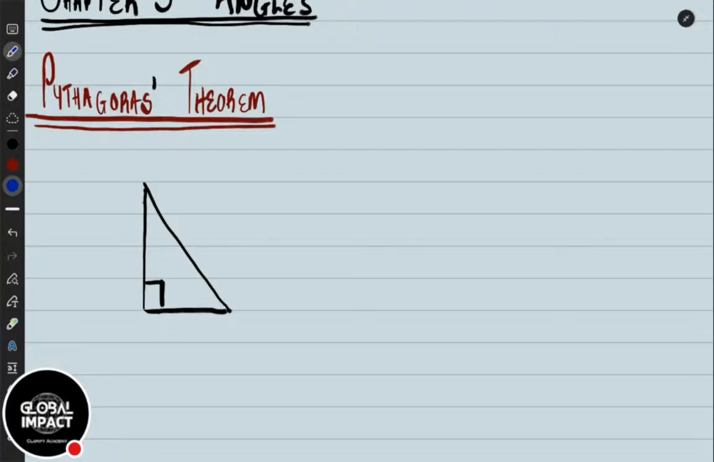I want you to listen closely. You will be having a triangle with a right angle, which we call a right angle triangle, and they can give you two sides, 3 and 4. Then you can be asked to find the third side. We can call this X, we can call this A, whatever we're going to call it. So you'll be asked to find the third side. How do you do that?